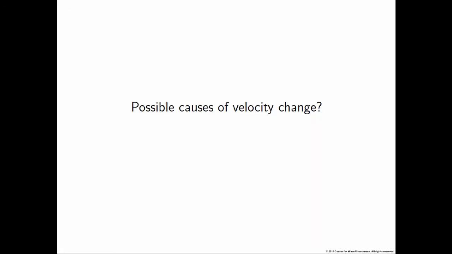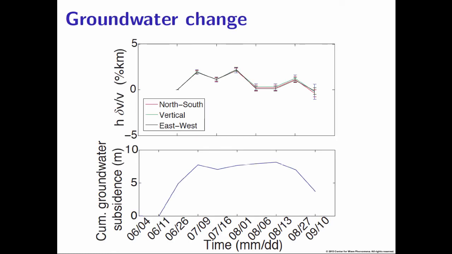Another aspect of this study is not just estimating these velocity changes, but saying something about the causes of these velocity changes. This is ongoing research work where we've been trying to make a connection between the estimated 4D signatures we see in our data and some of the possible causes. Some of the leading candidates include changes in groundwater within our monitored area and time period.